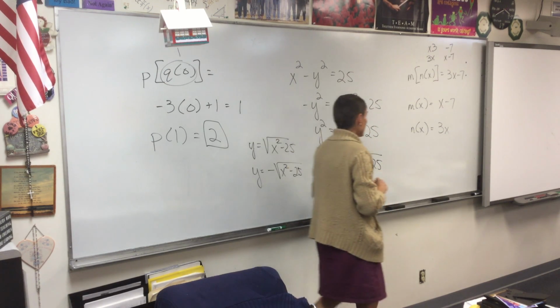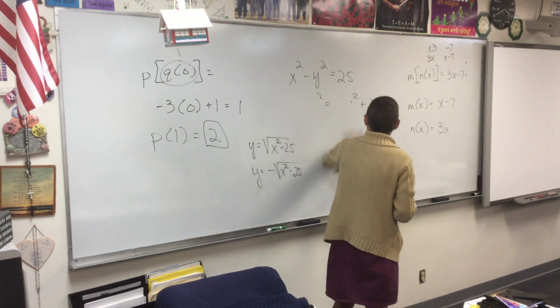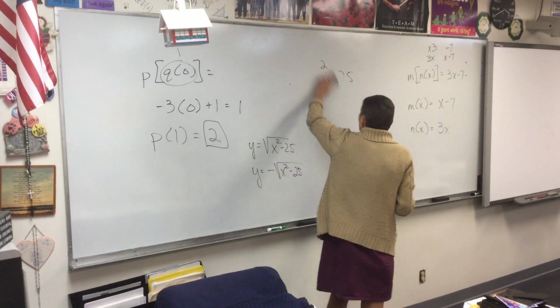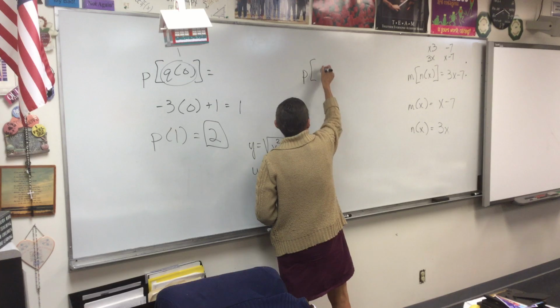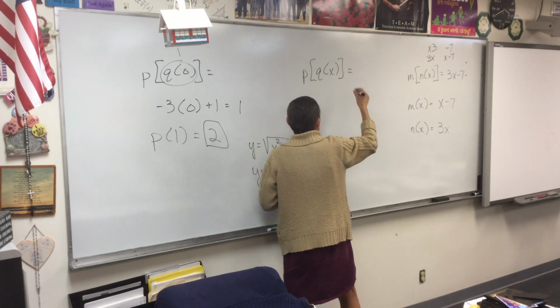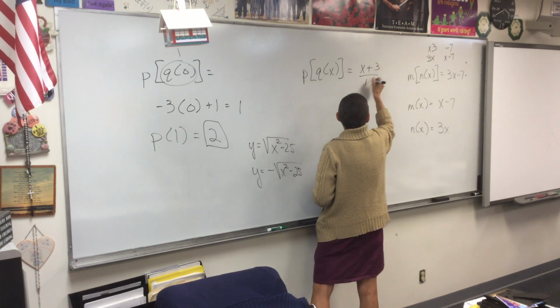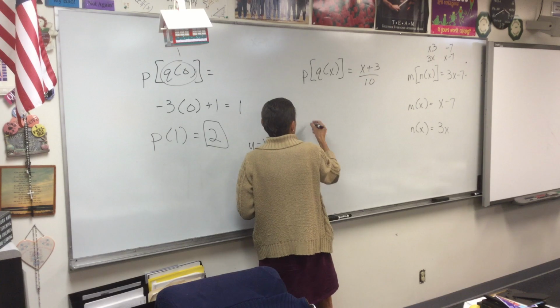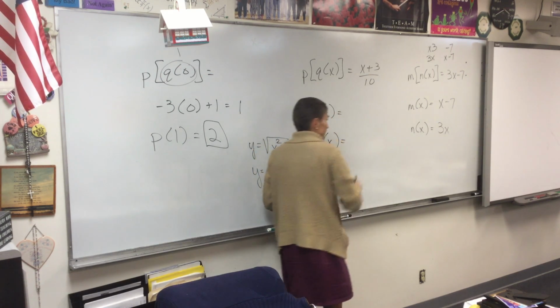Now, there's plenty of room there. Let's do one more of those, and then I will answer whatever questions you have in our remaining 10 minutes or so. All right, let's try this one. Do we have a test Wednesday? Test is next time I see you, which is Wednesday. So P of Q of x is x plus 3 over 10. Tell me what P and Q are.